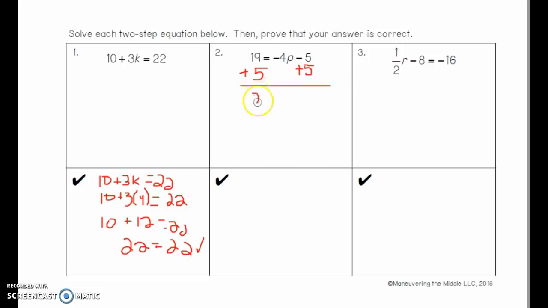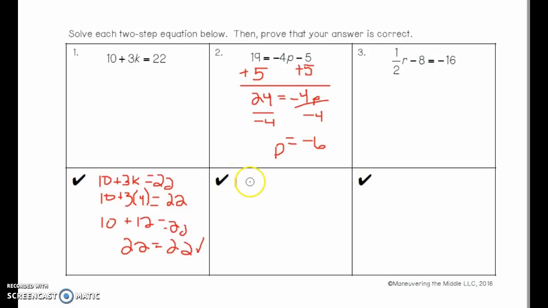This means I have 24 equals negative 4p. If I divide each side by negative 4, that means p should have a value of, a positive divided by a negative is a negative. So p should equal negative 6. Remember what we do for our check.